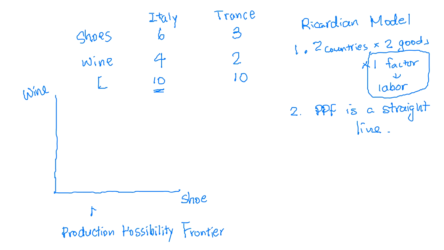So the maximum shoes that Italy can produce are going to be equal to 6 times 10, that's equal to 60, right? So if that is the case, just draw an interval here. This will be one of your intercepts. What is the meaning of this point? At this point, Italy produced 60 units of shoes, 60 pairs of shoes, and 0 bottles of wine.